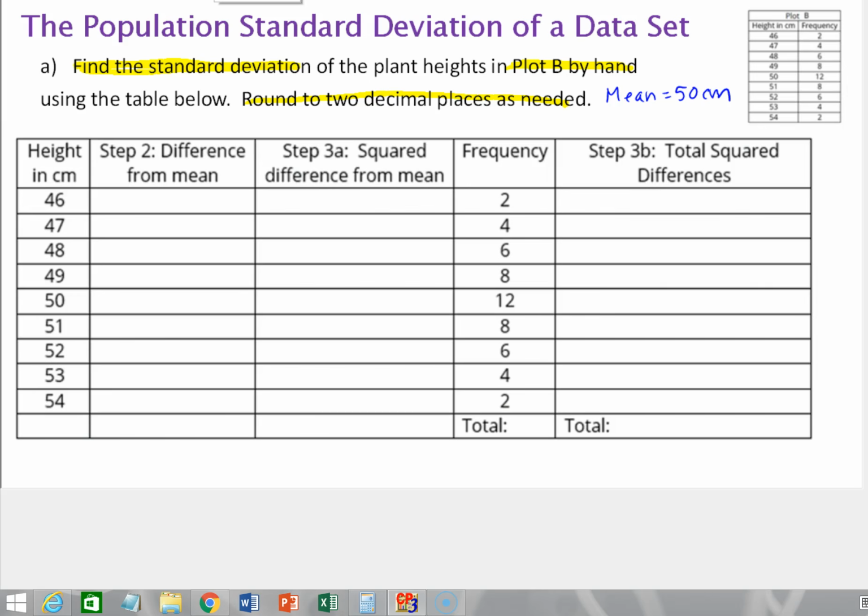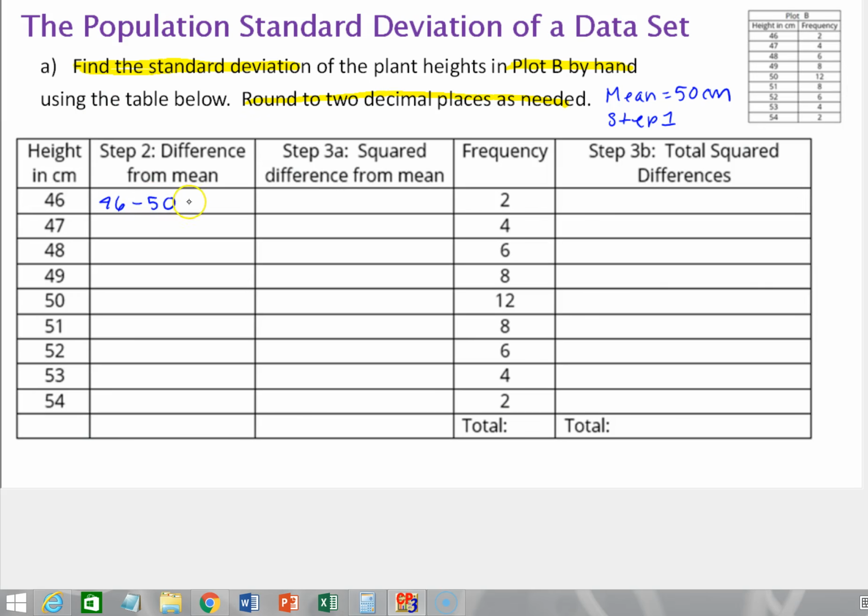Now the first step in general is to find the mean of the data set, and I've already done this for us, so this is step 1, find the mean. Because step 2 is you need to find the difference between each data value and the mean, so you need the mean to do that. So in this column right here, we start with the data value minus the mean.